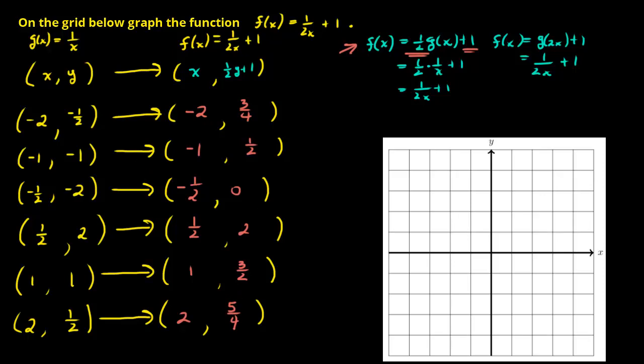Now let's sketch the graph of g of x, and then let's think about how we're going to come up with a process for graphing f of x. If I think about the parent function g of x, it has a vertical asymptote.